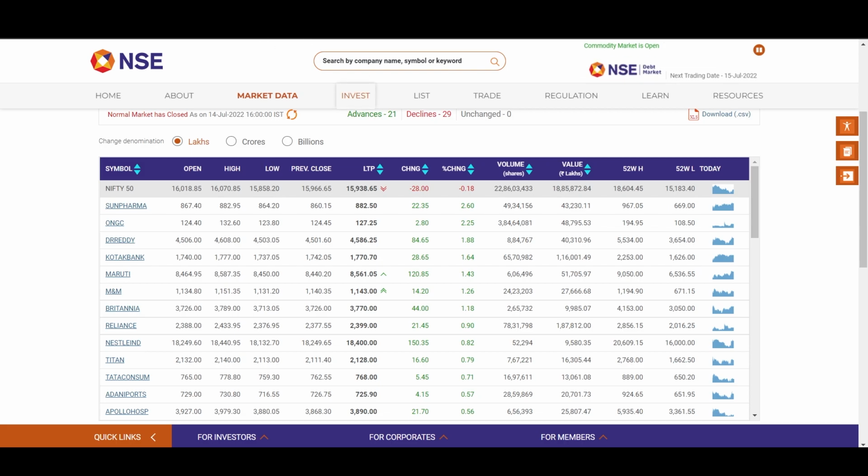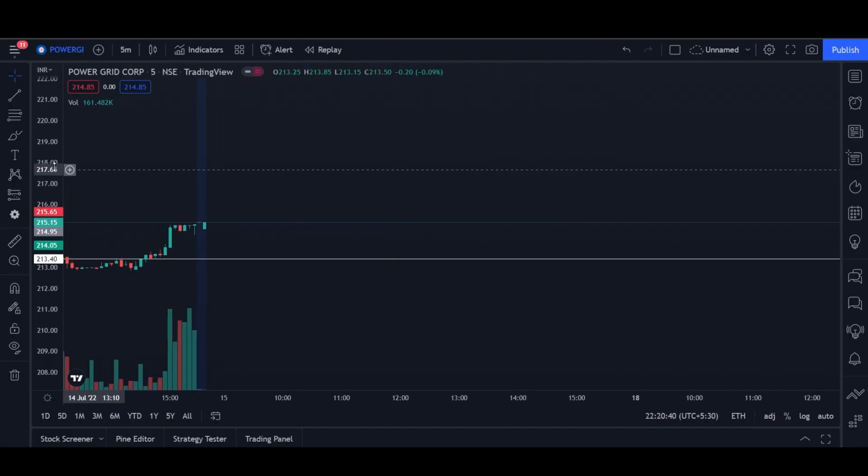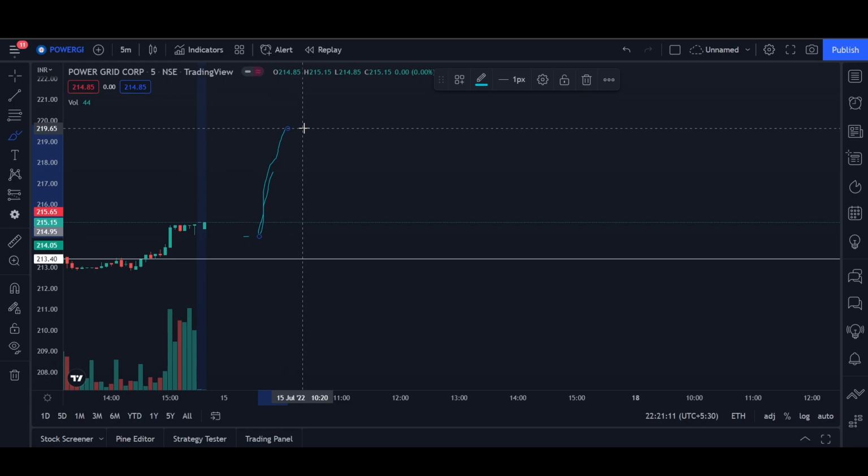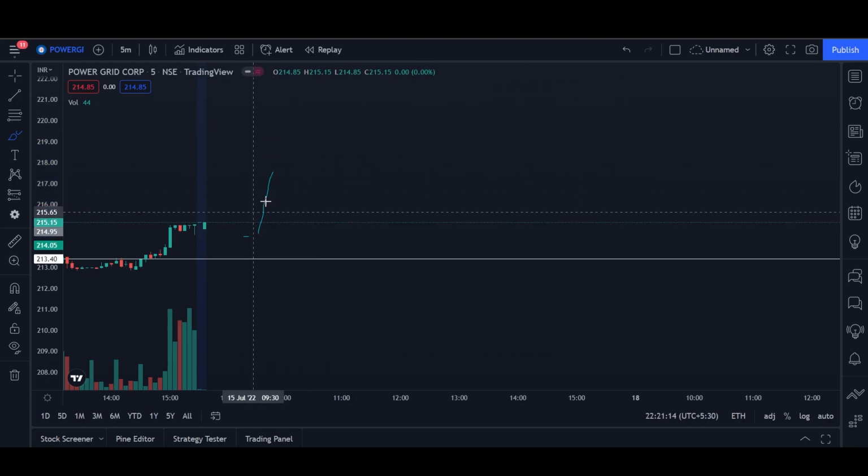Let me give an example. Let's say tomorrow Power Grid opens at 214.50, and this is the lowest point that the stock has traded by 9:25, 9:30, which indicates that this is a strong support zone, and the market may go up. The open is equal to the low, so the market has gone up. So then we will buy this stock and go for a bullish intraday trade, and exit accordingly during the day.